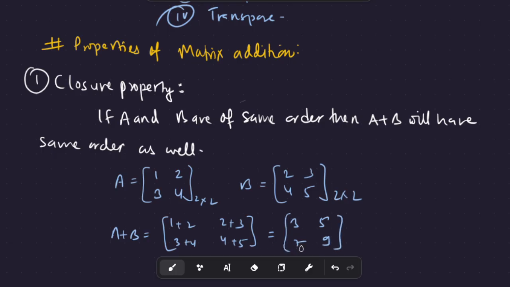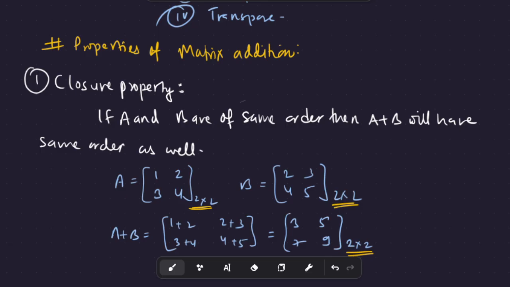Now we have got the result. We have got the sum of these two matrices, and the order of this sum is also 2 by 2. The order of the first matrix is 2 by 2, the second is 2 by 2, and the resultant matrix is also 2 by 2. So if two matrices are compatible for addition, then the resultant matrix will also have the same order that the component matrices possess. This is called the closure property.